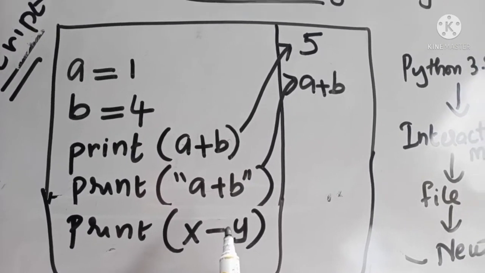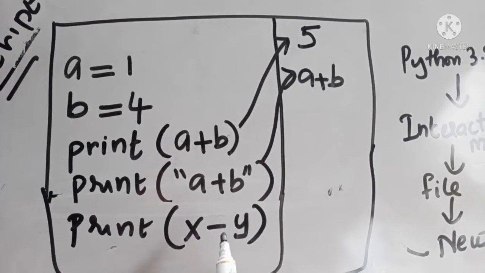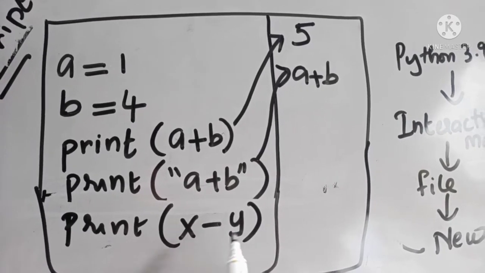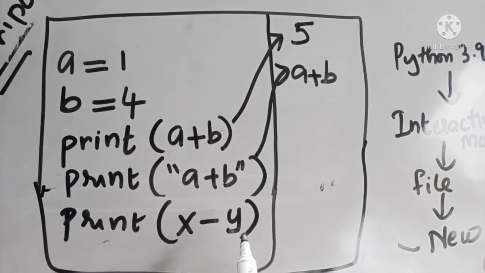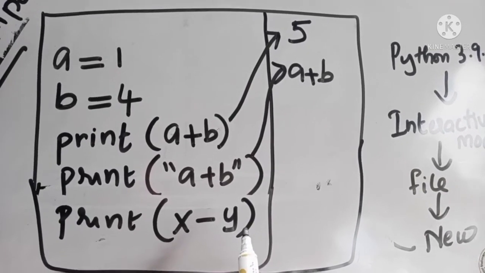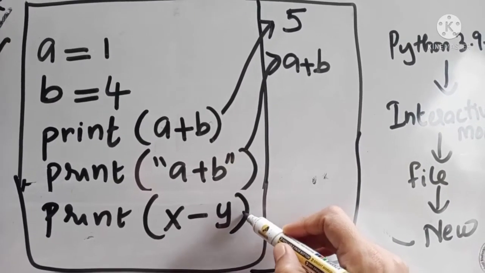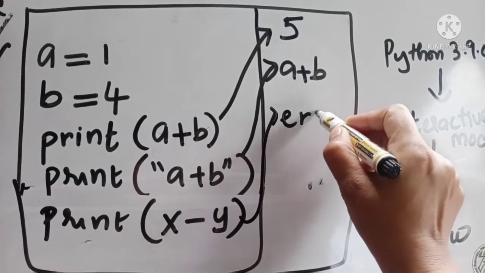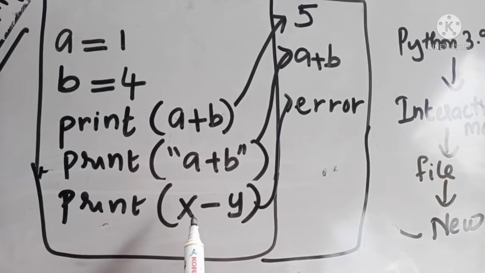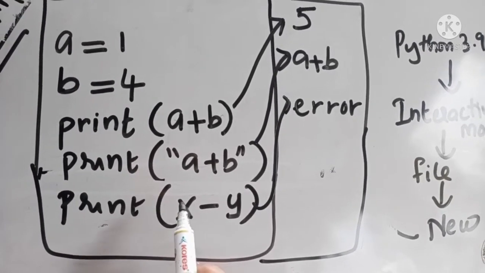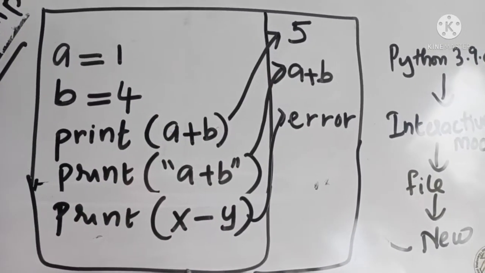Actually, I want to tell you the function of print here. But can you please guess what will be the output here? You are thinking the answer will be x minus y. No, the answer for this line will be nothing but an error. Why? Because if you want to directly give x minus y, there should be some values assigned before this line.